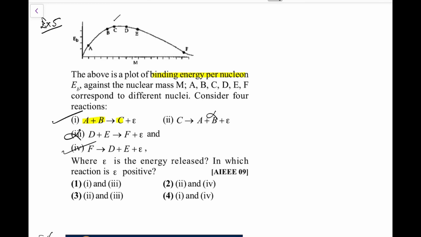F breaking into D plus E will stabilize it, so 1 and 4 are going to release energy, so go for option 4.